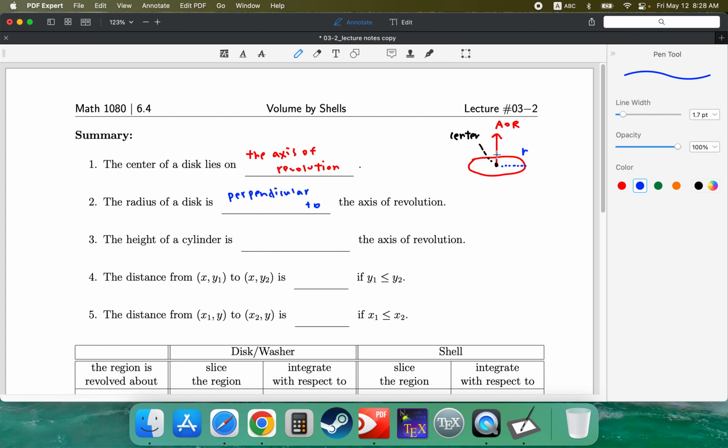Axis of revolution, the radius, and this is important. For example, if you rotate around the y-axis, then your radius will be the x value. If you are rotating around the x-axis, then your radius will be your y value. Now, if you're using the shell method, then you will need to draw a shell.